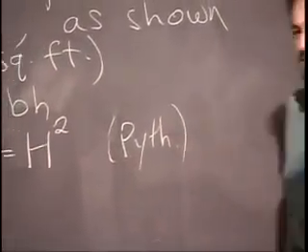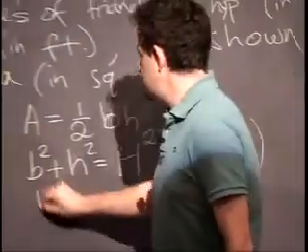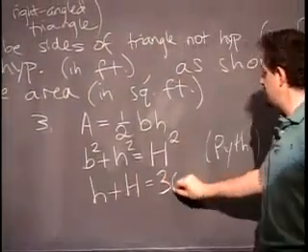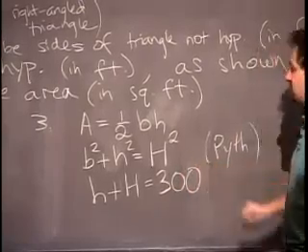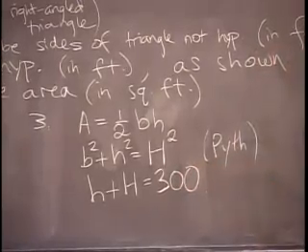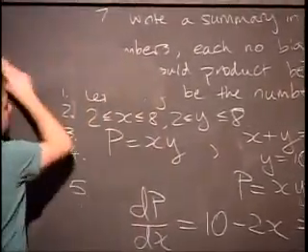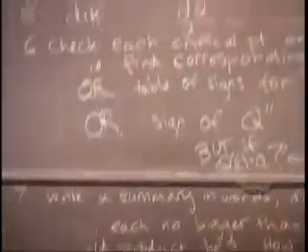And finally, we know that little h plus big H is 300. The total length of fence is 300. So those are the 3 equations. No one is going to tell you what they are. You have to read the question and work out what they are. I'm going to leave the method up so that I can still refer to it from time to time.